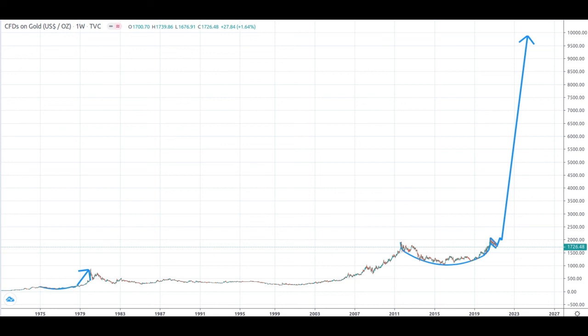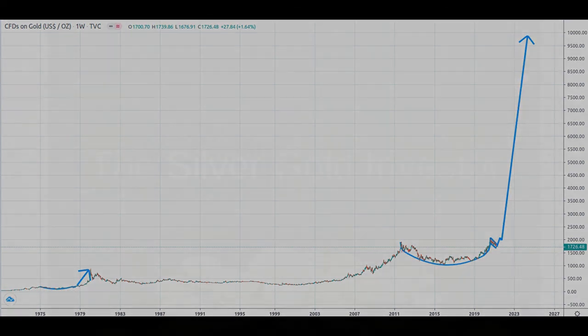I've droned on long enough for this evening, and I haven't even mentioned silver. Let's save that for next time.